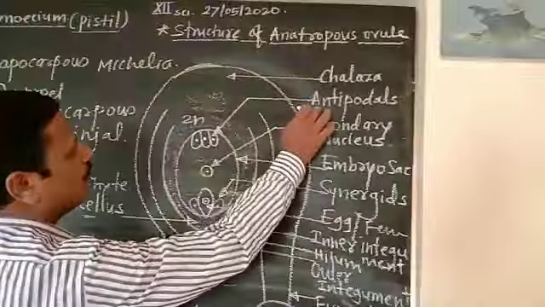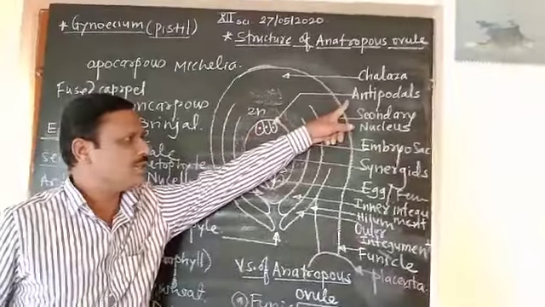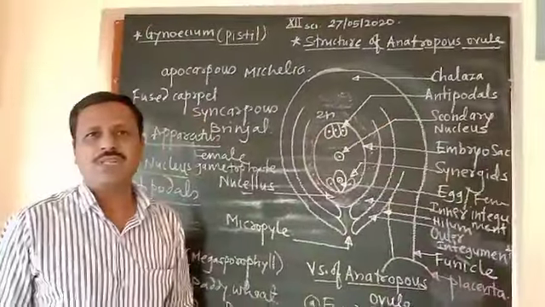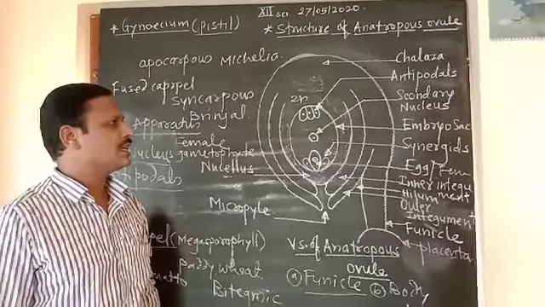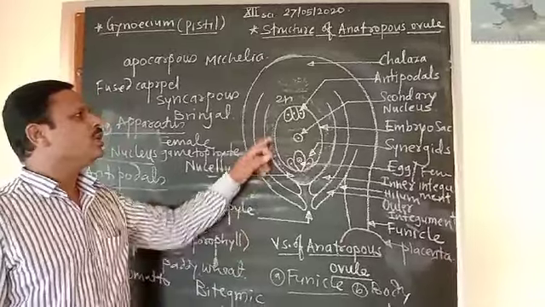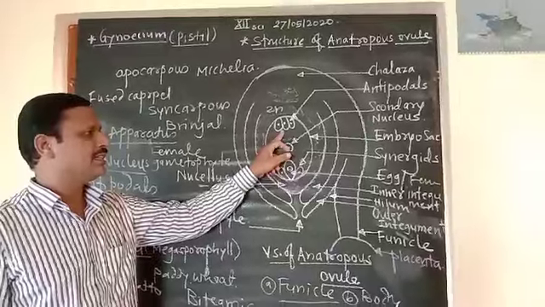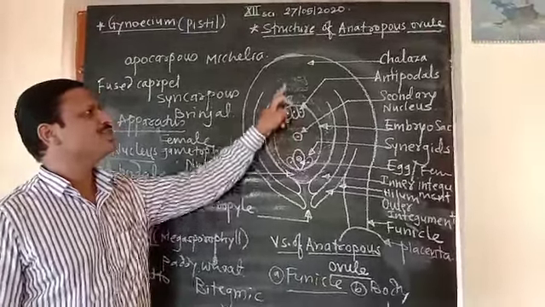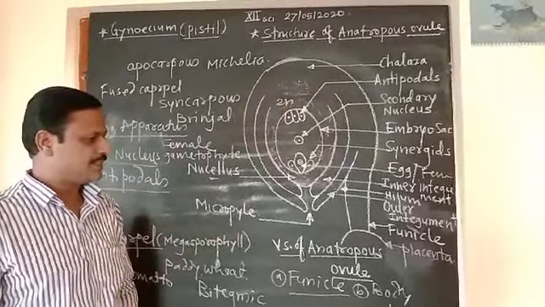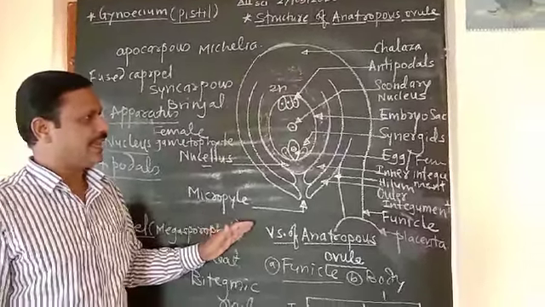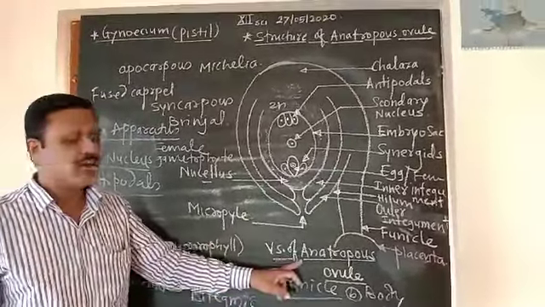Then the third part, called antipodals or antipodal cells. Antipodal cells are also a group of three haploid cells, present at the chalazal end of the ovule. Thus, this is the detailed information about the anatropous ovule.